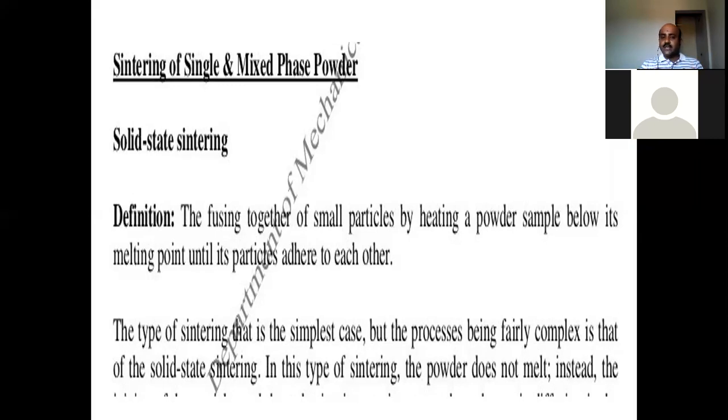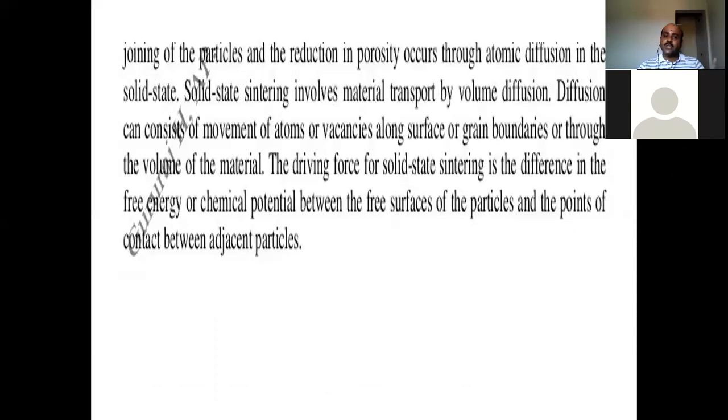But in solid state sintering, the powder does not melt. So how will the fusing take place? The joining of particles and the reduction in porosity occur through atomic diffusion in the solid state. So atomic diffusion takes place, through which the joining of the particles and the reduction in porosity happen. Solid state sintering involves material transport by volume diffusion.